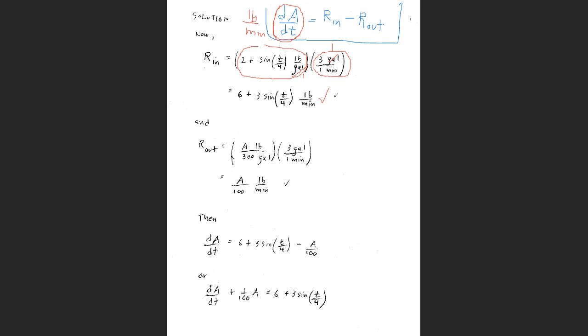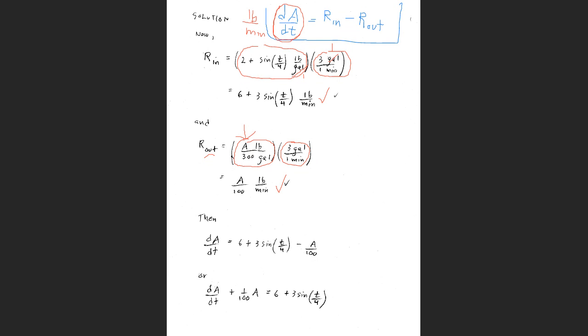So you take the concentration of this brine solution coming in times the rate at which it's coming in, and that gets you pounds per minute. Similarly, for the rate of salt per unit time going outward, well, the flow rate is 3 gallons per minute, and then the concentration would be whatever the amount of salt is in the tank at time t, which is the variable A, divided by the amount of gallons in the tank, which is 300 gallons. And that gets you then A over 100 pounds per minute.